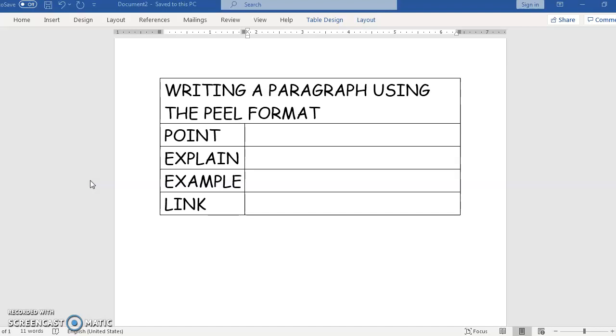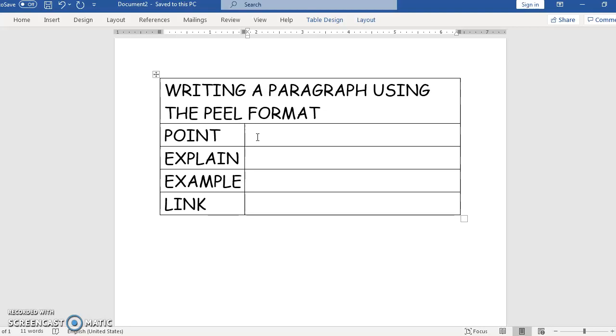This is usually how I teach writing the PEEL format: we would make a little table and then we'd write point, explain, example, and link. So the question was asking us to describe the living conditions in the closed compounds. So let's have a look at our point. Now our point can also be called a topic sentence. It is one sentence to tell me what the paragraph is about. And the easiest way to write this is just basically to repeat the question as an answer.